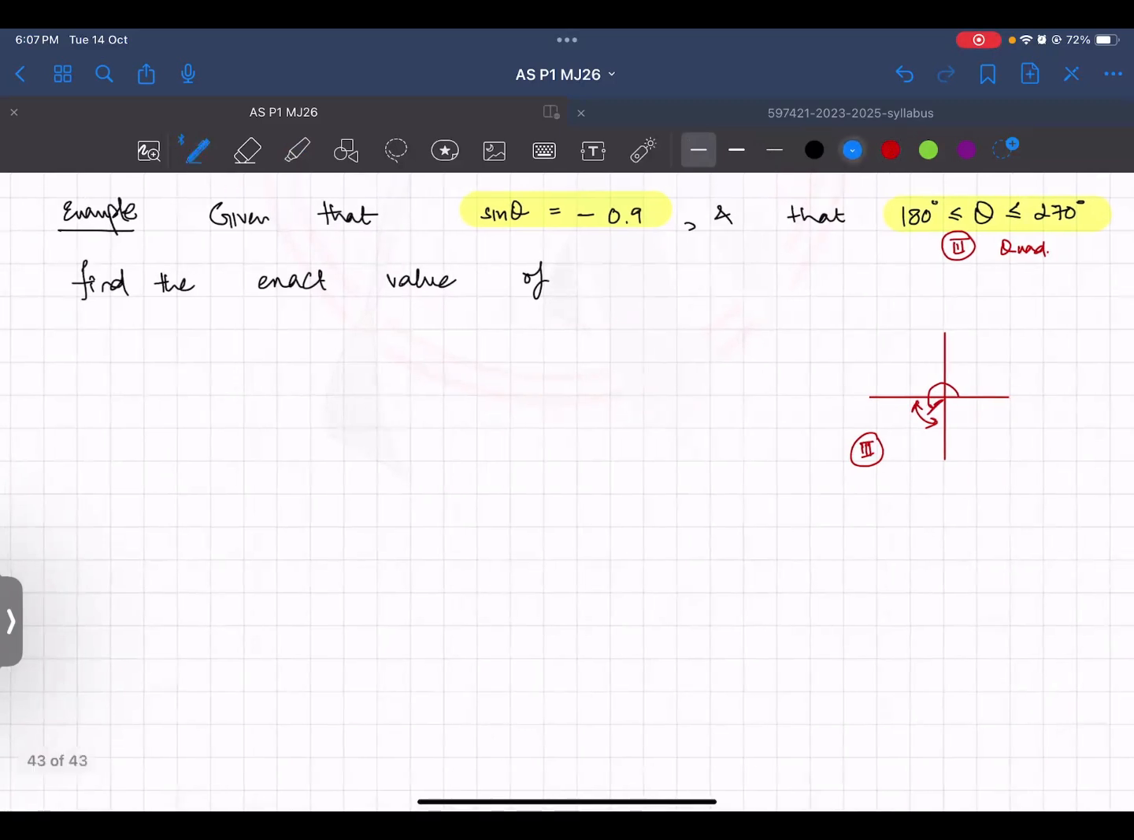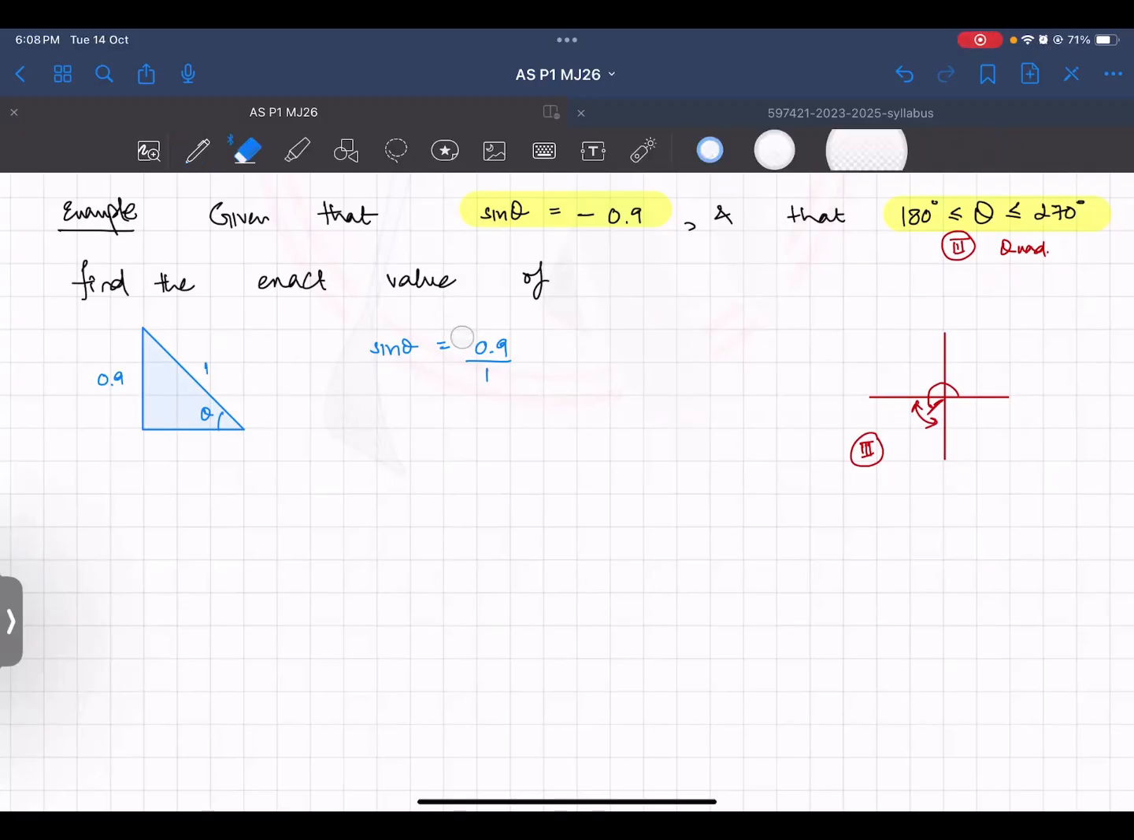And so first of all, you will make a right angle triangle to get the values of the other ratios. So sine theta is negative 0.9 upon 1. So the opposite is 0.9 and hypotenuse is 1. Forget about the negative sign right now because you are trying to put in the sides of a triangle, and the length of a triangle side cannot be negative.